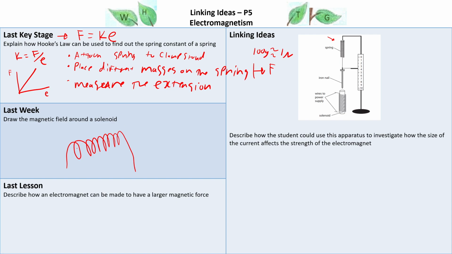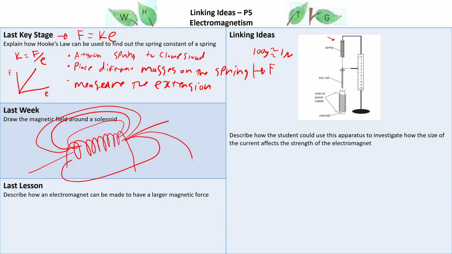A solenoid is just like a bar magnet. So there we go, I get my field lines like this: one going straight out, straight in. Field lines on the outside get bigger as you go further away.